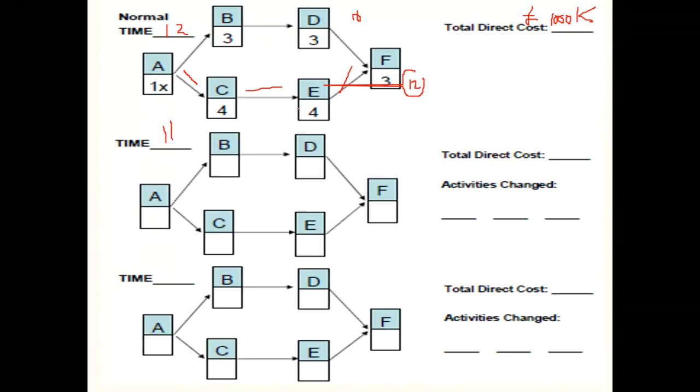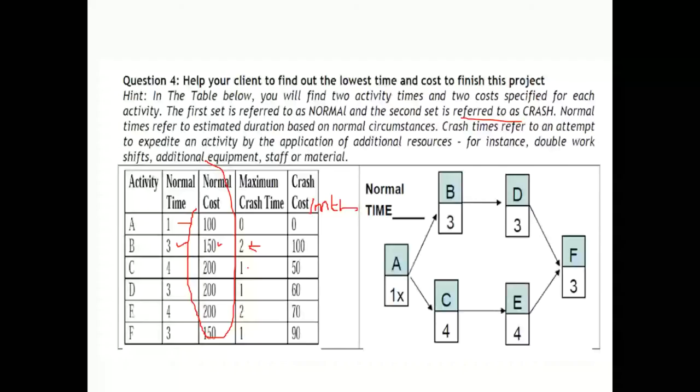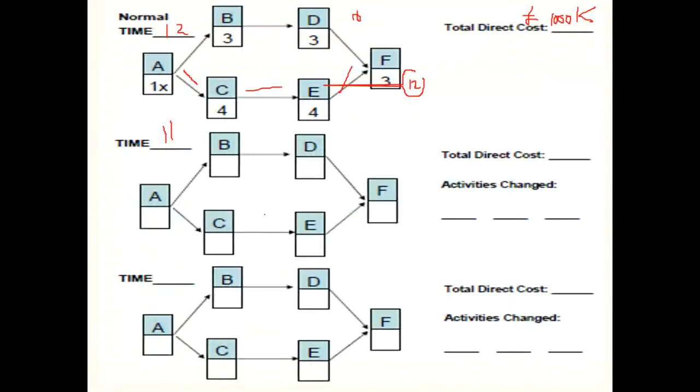Now the question is which activity to choose. Here we have been given the crash cost, and we know that activity C can be crashed by 1 week, and the cost is an extra 50, and activity E can be crashed by 2 weeks, and per month would be 70, and activity F can be crashed by 1 week with the cost of 90. So by the looks of it, crashing activity C provides the best value for money. So that's what we decide.